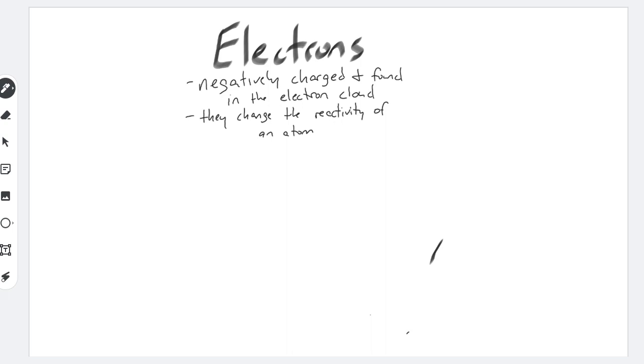What that means is, we'll talk about it more in a second, but depending on how many valence electrons there are, it changes how they interact with other atoms, so how reactive they are to connecting with other atoms similar to themselves or different from themselves. So I'm going to switch up color just to try to make it more visually appealing.